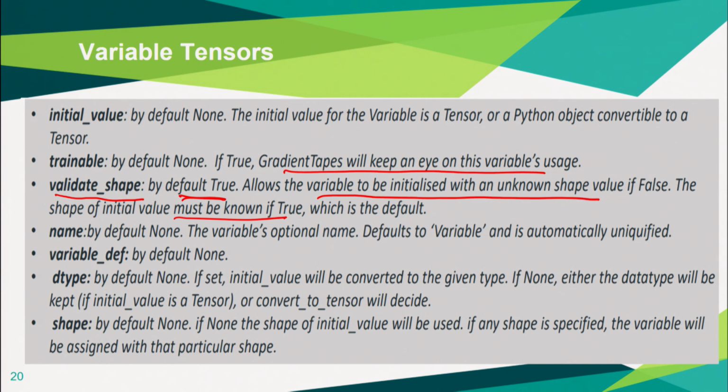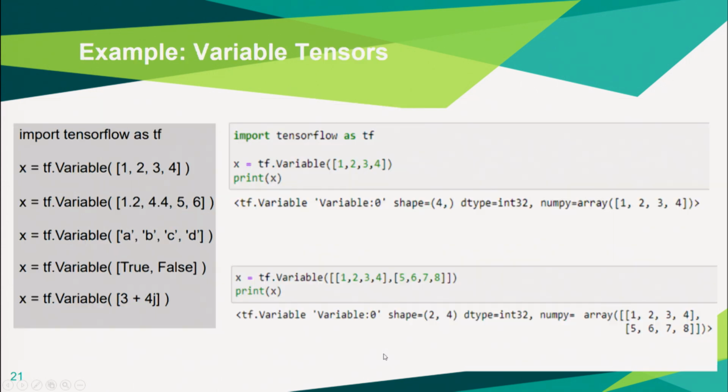Then you have to give a name to the variable. This variable name is optional. By default the variable will be uniquely identified automatically. Then the variable def is given, by default it is none, and you need to mention the data type. Usually it will be assigned from the value given initially, and we need to mention the shape, what type of shape we are going to use for this particular variable. So, if we fill in all these values, we can create a tensor with the variable.